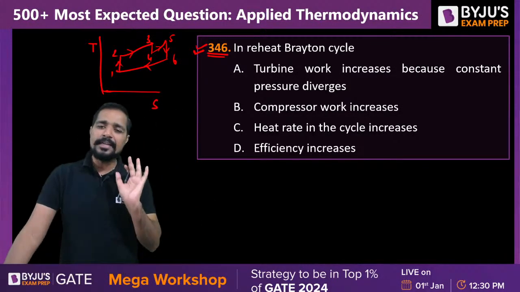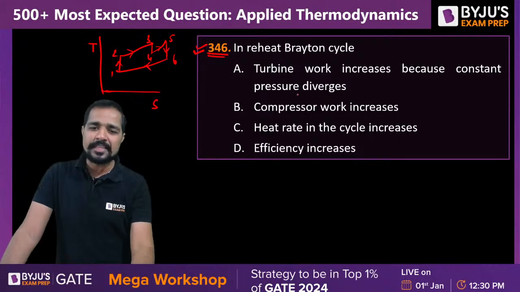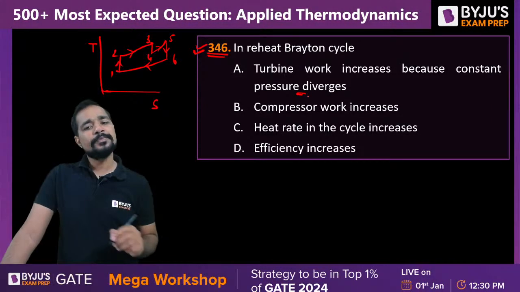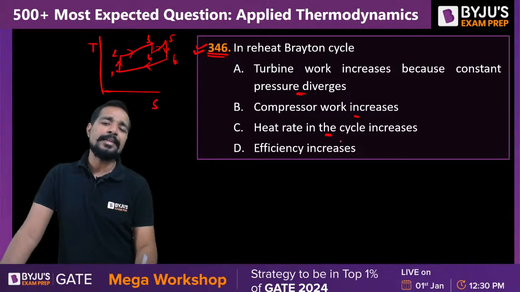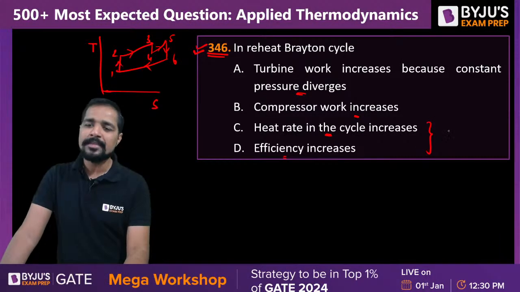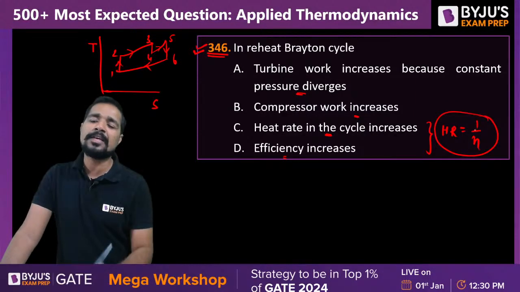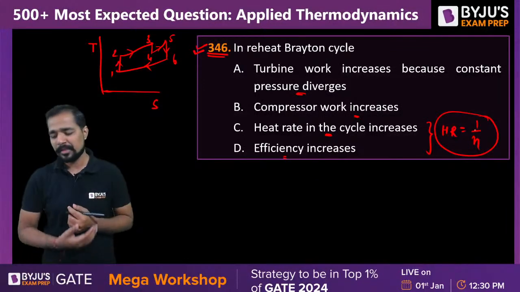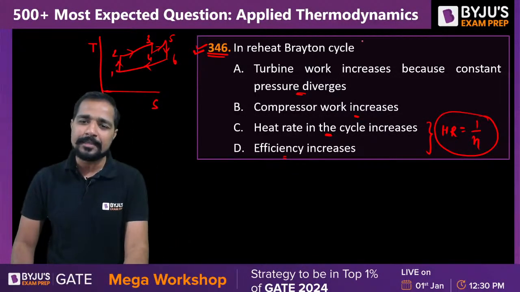Turbine work increases because pressure lines diverge. Compressor work increases, heat rate increases, or efficiency increases. Let me tell you in advance, my dear, that heat rate is just the reciprocal of efficiency. Heat rate is the reciprocal of the efficiency. Okay. So now select the correct answer. MSQ question is there, my dear.